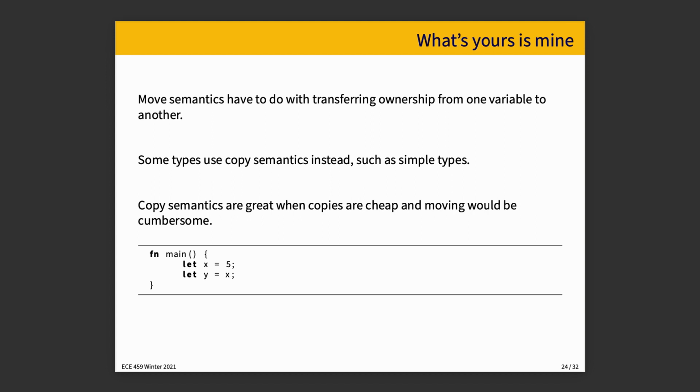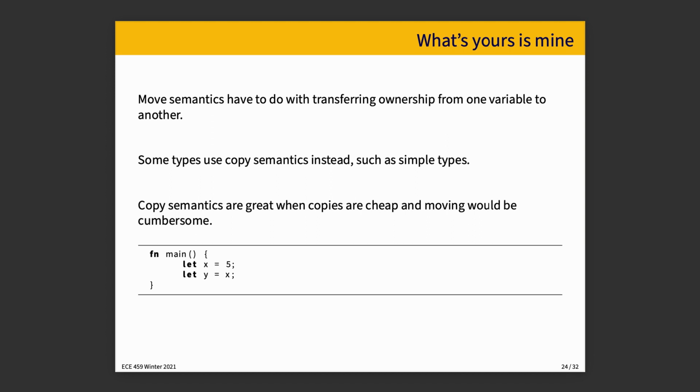What's yours is mine. So when we want to transfer some data, we're going to move it, potentially. Move semantics are about transferring ownership from one variable to another. If I give somebody a birthday present, it ceases to be mine and becomes theirs. That is a transfer of ownership. Here you go. Here is your mug with a humorous saying. That is a gift. It is a transfer of ownership, and when I do that, I no longer possess it.